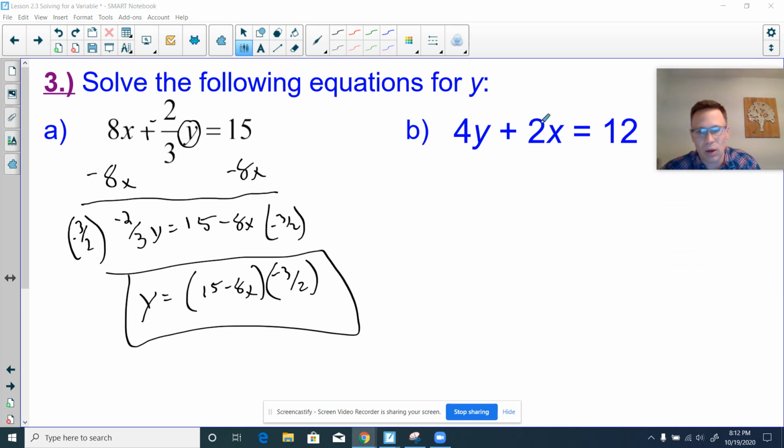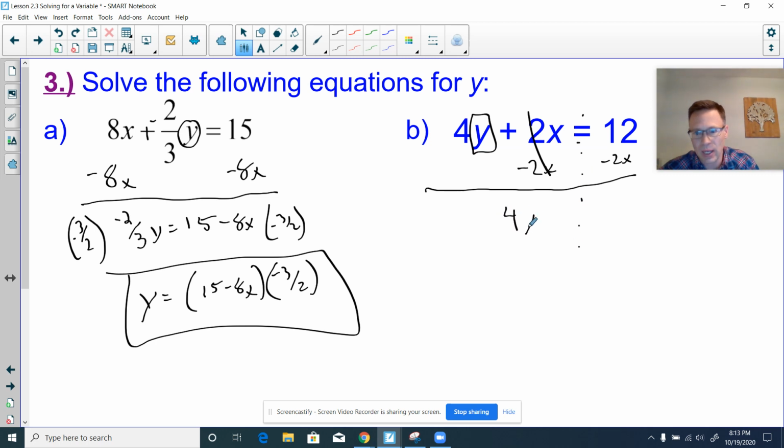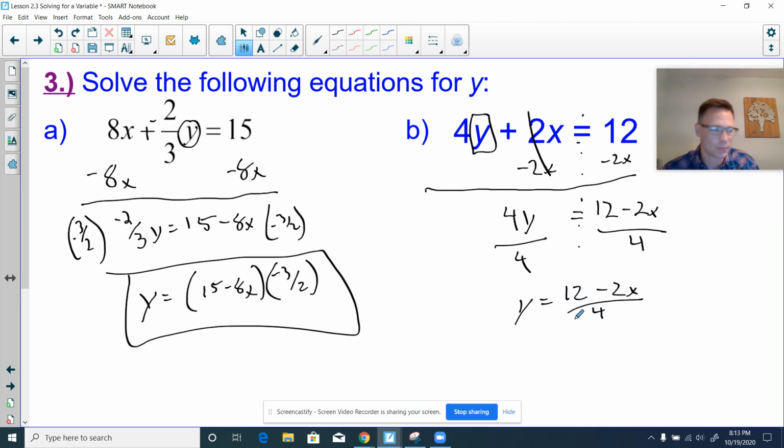All right, now applying it to the same type of problem here, solving for y, so identifying what I'm going to be solving for. And then again, what's happening to y? Multiplying by 4, I'm adding 2x, so I'm going to subtract 2x first. Subtracting 2x from both sides will leave me with 4y is equal to 12 minus 2x. And now solving for y is a one-step process. I divide by 4, and I get y is equal to 12 minus 2x over 4.